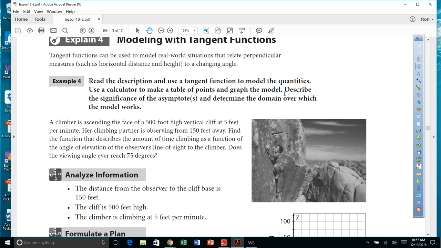Modeling with tangent functions. Tangent functions can be used to model real-world situations that relate perpendicular measures, such as horizontal distance and height, to a changing angle. Example 4. Read the description and use a tangent function to model the quantities. Use a calculator to make a table of points and graph the model. Describe the significance of the asymptotes and determine the domain over which the model works.